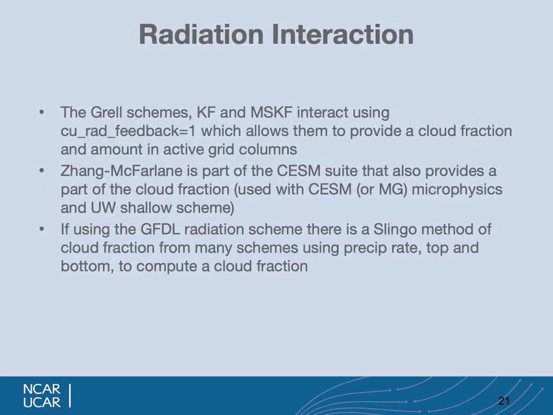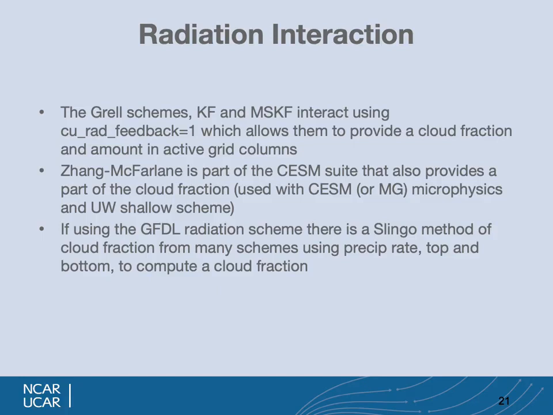Cumulus schemes also have a radiation interaction. The Grell schemes, Kain-Fritsch and MSKF interact using the cu_rad_feedback equals 1 switch, which allows them to provide a cloud fraction and an amount for the radiation in active grid columns. So in other words, the radiation does see the convective clouds in these cases.